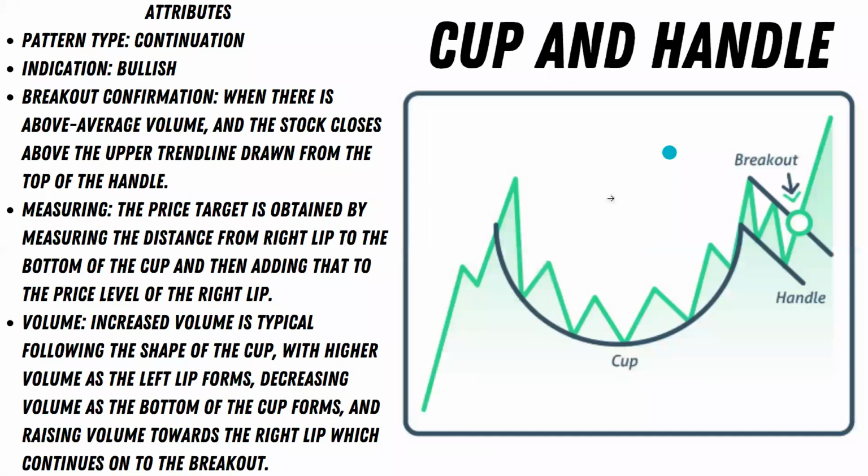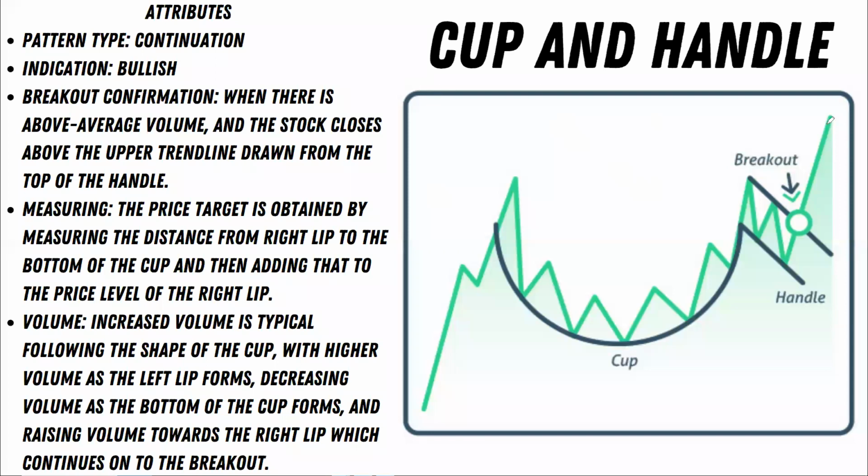Our next pattern is going to be the cup and handle. So, you have your cup right here, and then you get this little pullback consolidation period. That's going to be your handle. And then you're going to look for a breakout. Okay. Now, this is a continuation pattern. It's a bullish continuation pattern. You could have a bearish version of this, and that would be an inverse cup and handle. But this is the bullish continuation version.